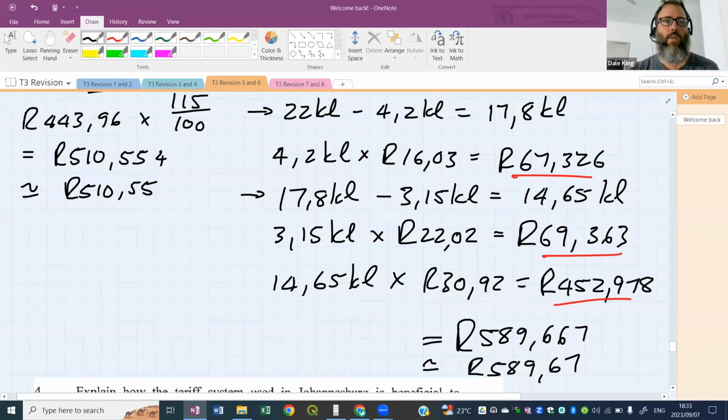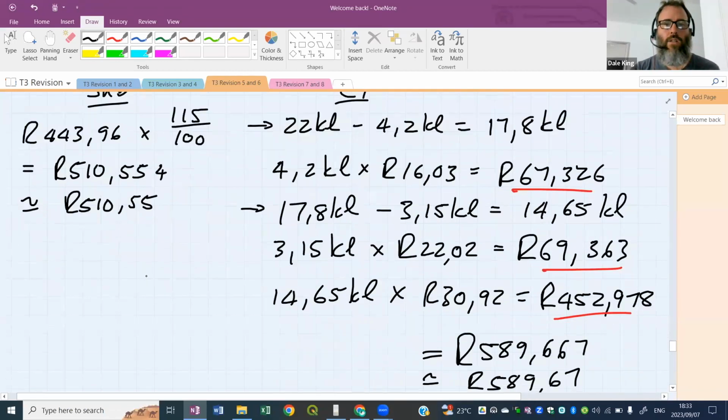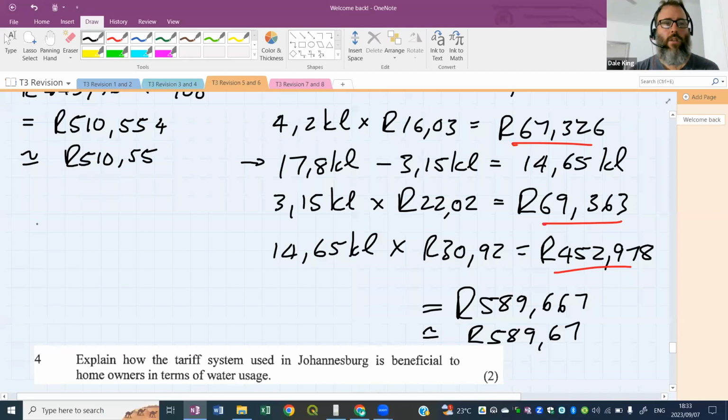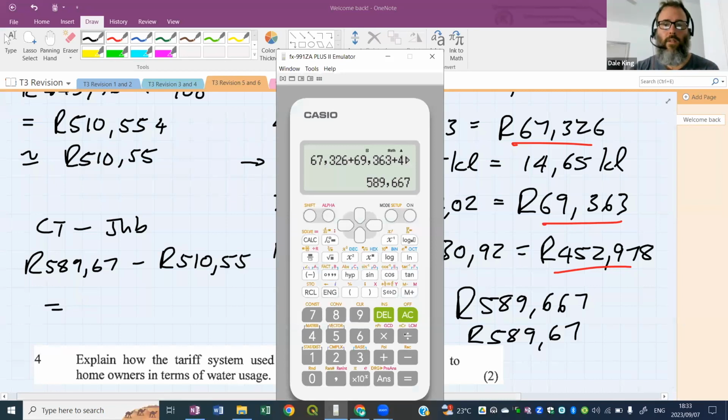So what I'm going to do quickly now, because if we read the question again, they said use the table above to determine the difference in the cost. So to find the difference in the cost, we're going to take Cape Town and minus Johannesburg, because Cape Town is bigger. So we're going to say 589,67 minus 510,55 and find the difference.